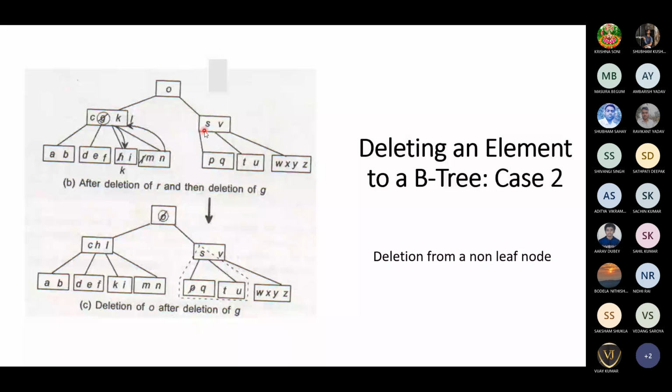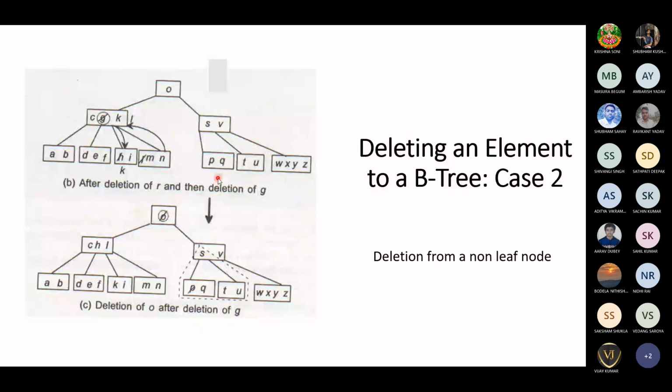Okay, when you want to delete O, the leftmost node of the right subtree is P. Correct. This node will be replaced initially by P. O is deleted, P will be replaced as root. That is the first step. The right subtree's leftmost node will be replaced. So when you're deleting O, the right subtree value P replaces O. When you do that, Q will be the only one node.